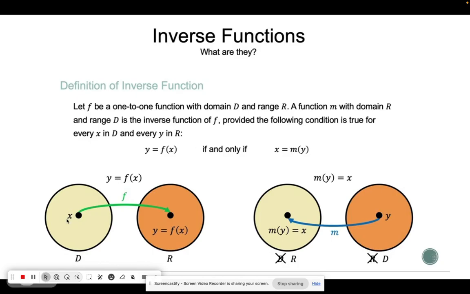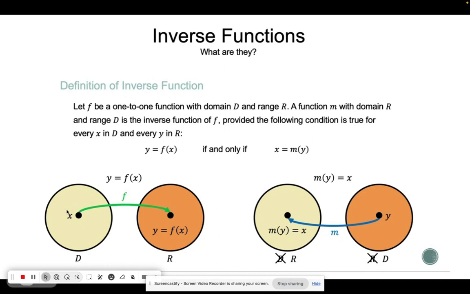So this is a function. Here is the input, x, and you end up with f of x. This is the inverse. When you switch them back, you go backward. So now my input is the y, and your x is the output.